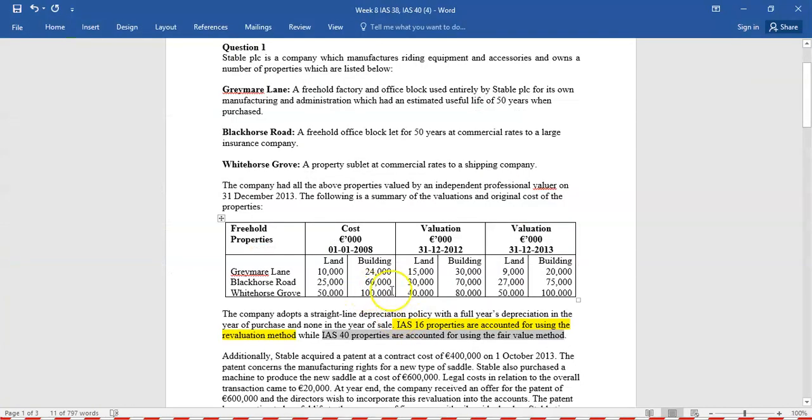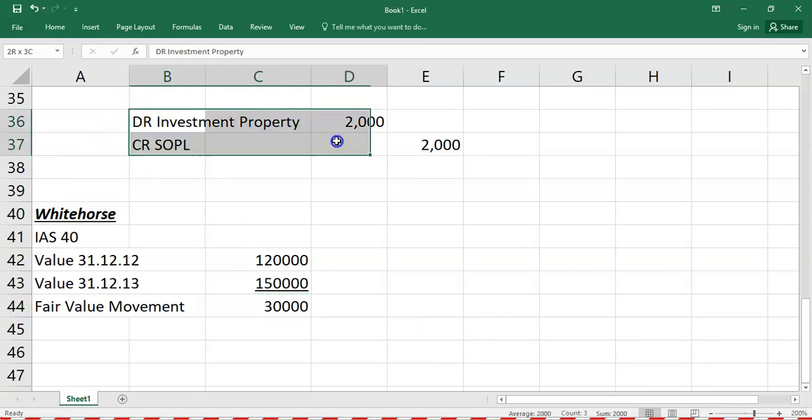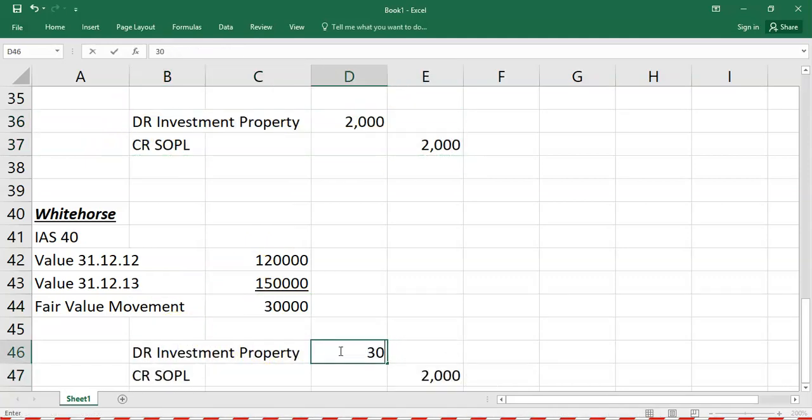The fair value at the end of 2013 is 50 plus 100. So that is 150. So that's a fair value movement increase of 30. You don't need to worry about depreciation. You don't need to worry about previous years, because the fair value model is actually a lot more straightforward than IAS 16. So all you do there is 30,000 and 30,000.